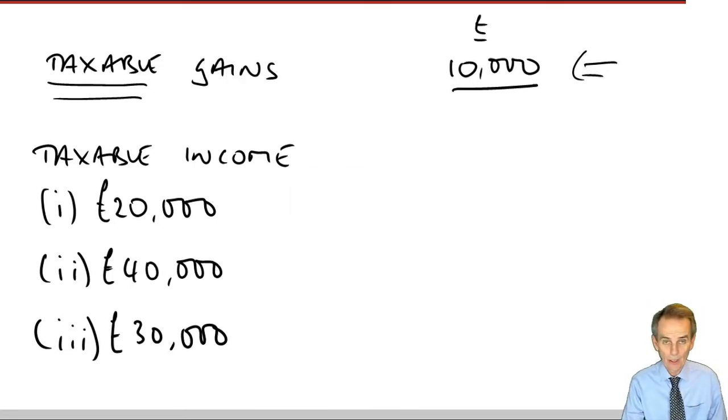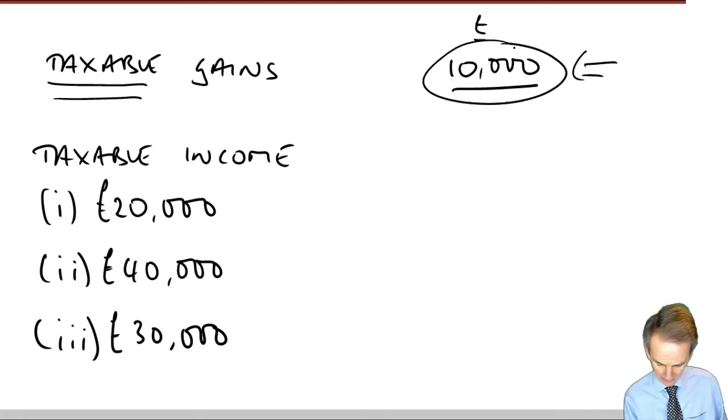Okay, let's quickly see therefore how you have fared here. There are taxable gains of 10,000 to be taxed in relation to our CGT liability, based on, firstly, a taxable income of 20,000. Well, if taxable income is 20,000, your basic rate band limit is 37,500, so you've got 17,500 basic rate band limit available, which more than covers that £10,000.